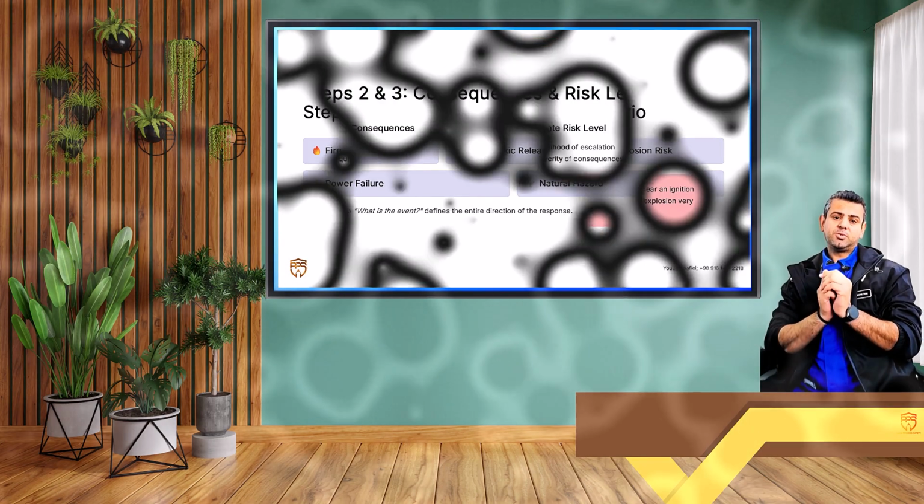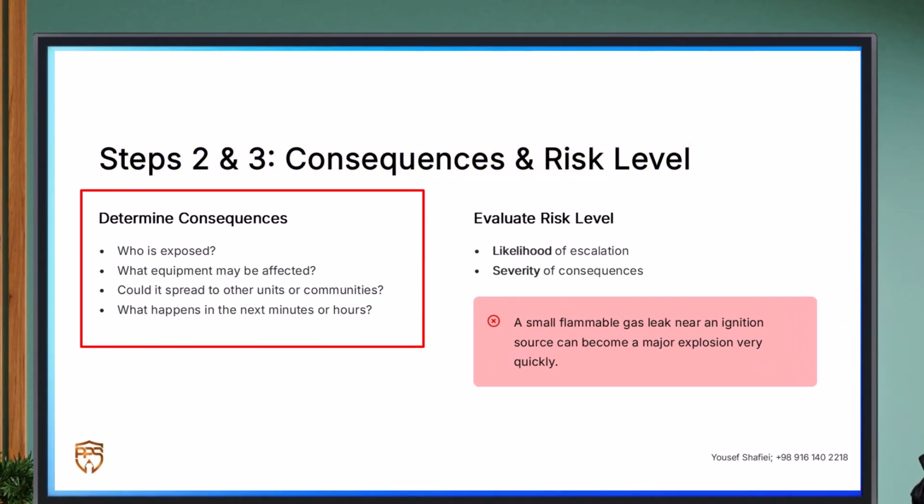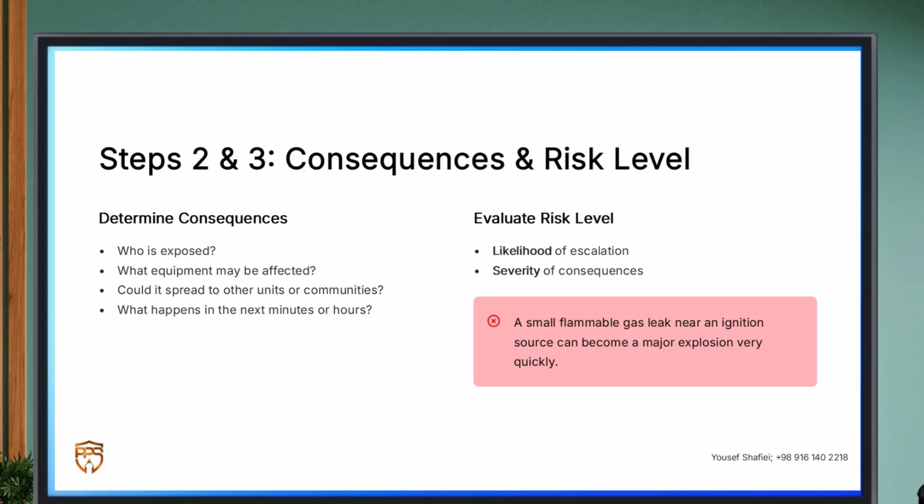The second step is to determine the potential consequences. We need to ask who is exposed, what equipment may be affected, could the situation escalate, could it spread to other units, could it affect nearby communities or the environment. Emergency risk assessment is not only about the present condition, it's also about what may happen in the next few minutes or hours.